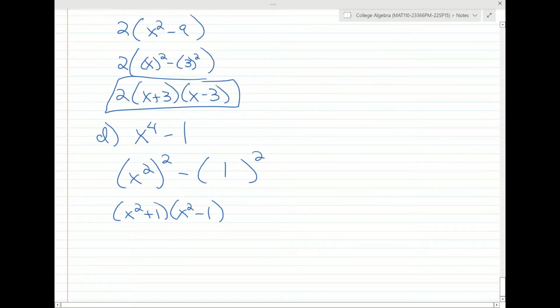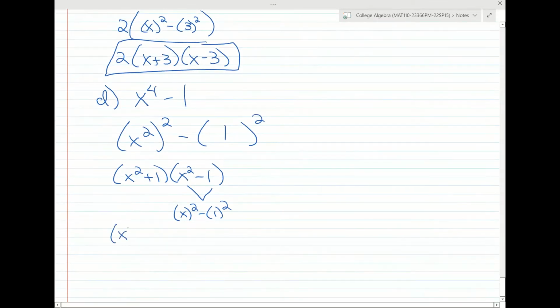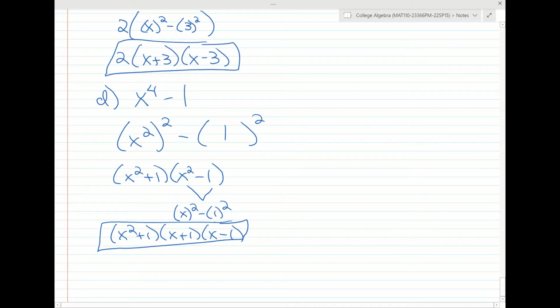We're not done yet, though. With factoring, even though you factored once, you might still have to keep going. You see how this is another perfect square minus a perfect square right here? We have to actually keep going. So x squared minus 1, we could write as x to the 2nd minus 1 to the 2nd, which would just be x squared plus 1 times x plus 1 times x minus 1. This is a problem people sometimes have a hard time with. They get excited, they factored once, and then they kind of walk away and they forget to finish it.